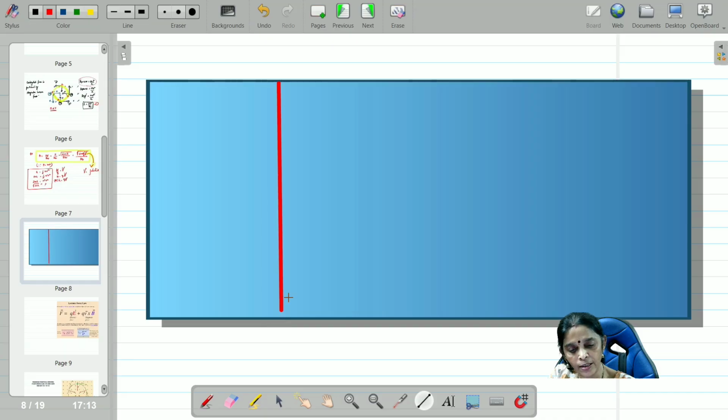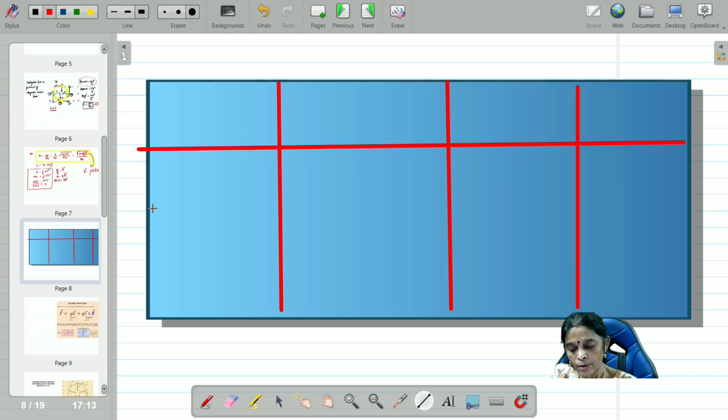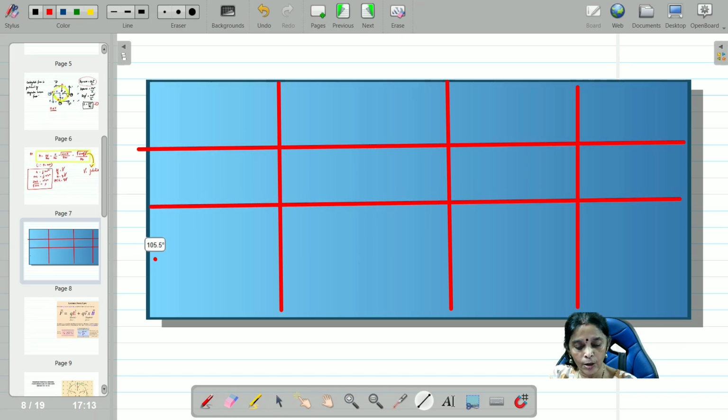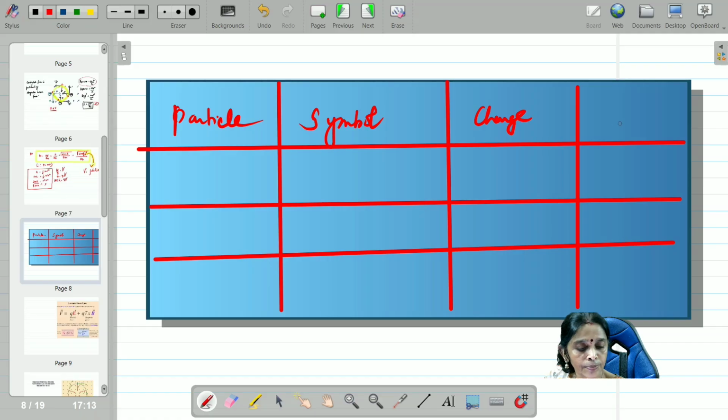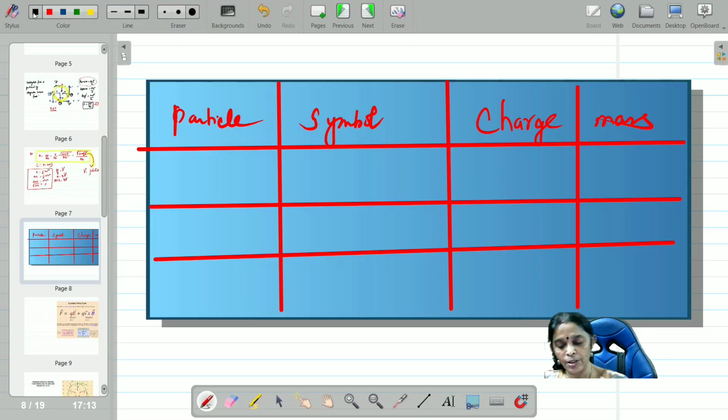So let me compare the charge and mass of all the particles. Electron with electron also I'm going to compare. So now, this is particles, and this is charge, symbol, particle symbol, and charge, mass. So let me compare the same thing.